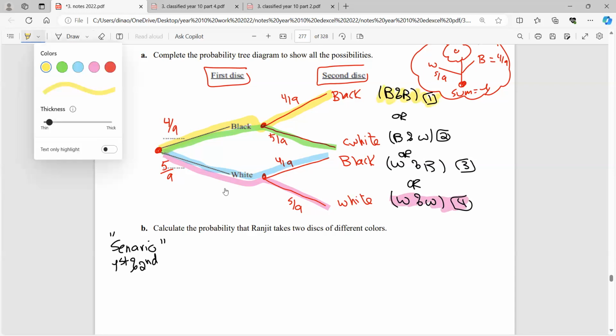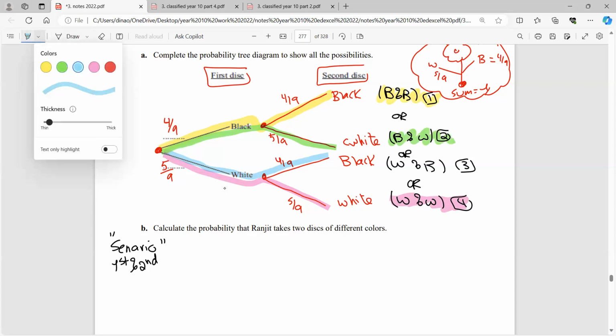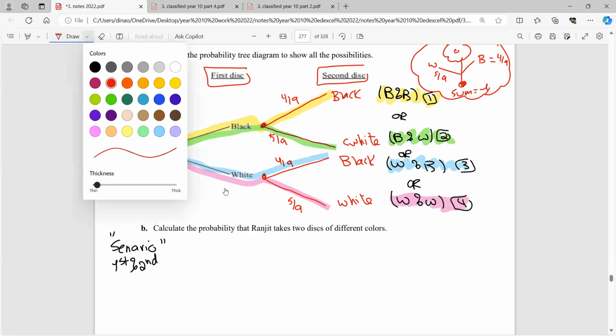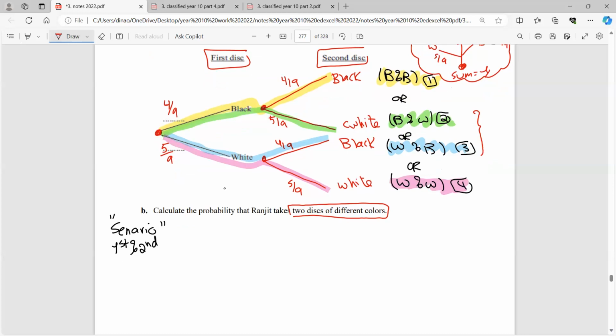Let's see what the question says, and I'm highlighting every outcome with its branch. Here it says calculate the probability that Ranjit takes 2 discs of different colors. 2 discs of different colors. Now let's look at the options: option number 1, 2, 3, and 4. Which options have discs with different colors? Bravo, it's option number 2 and option number 3.